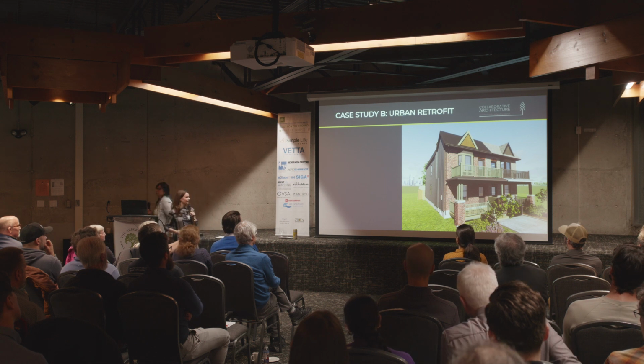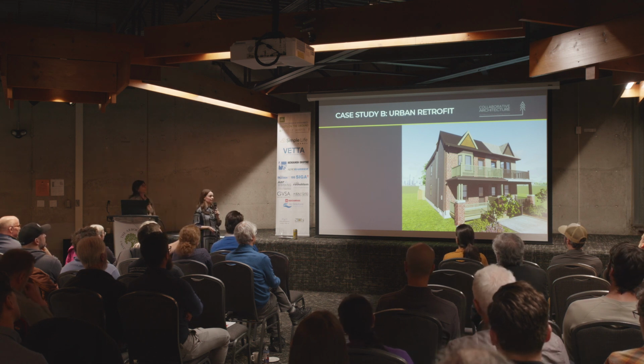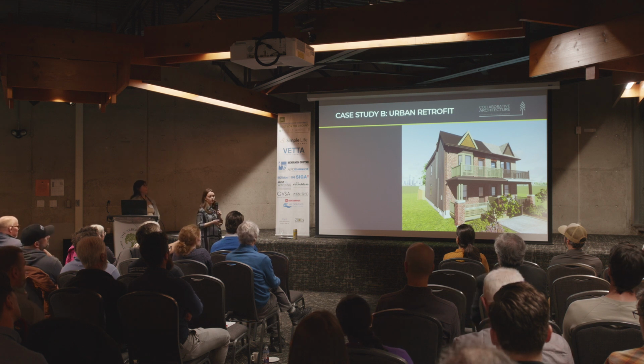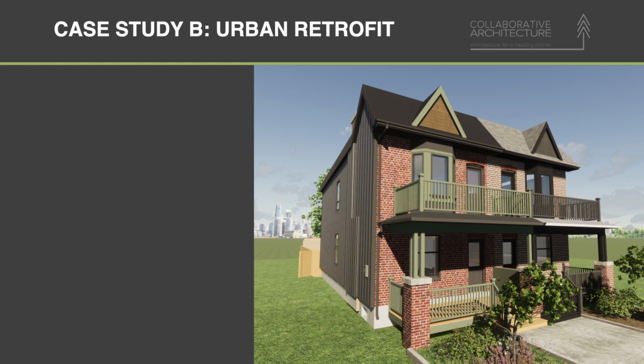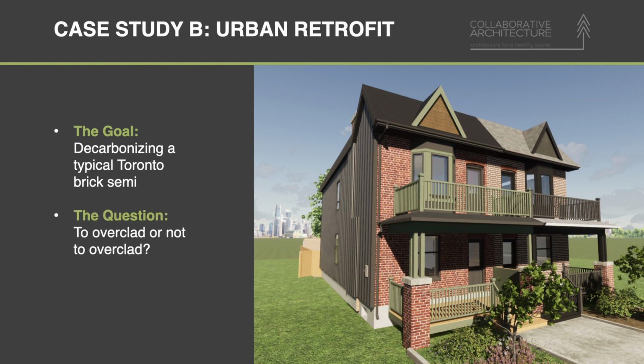Thank you, Anna. All right, so we'll look at our second case study here. In this instance, it's a retrofit. So we're now looking at a double white brick semi-detached in Toronto. It's around 200 square meters. And the goal for this exercise was to decarbonize the building. The client had already made the decision to put in an air source heat pump and replace the windows. We're still going to look at the impact of that, but the real important question for this one was, do we want to overclad the building as well to save extra energy or not? So let's look at the numbers.